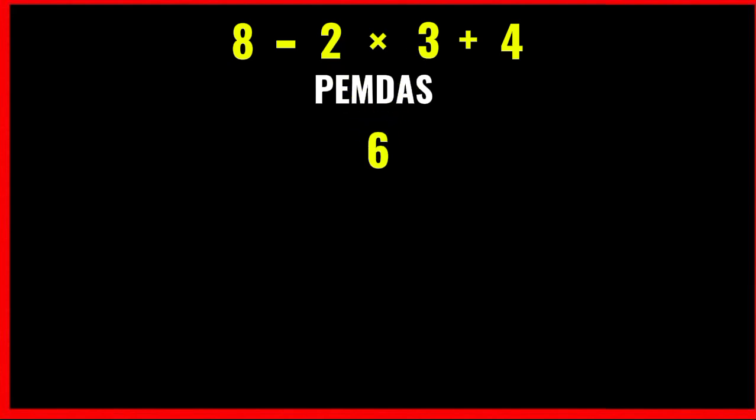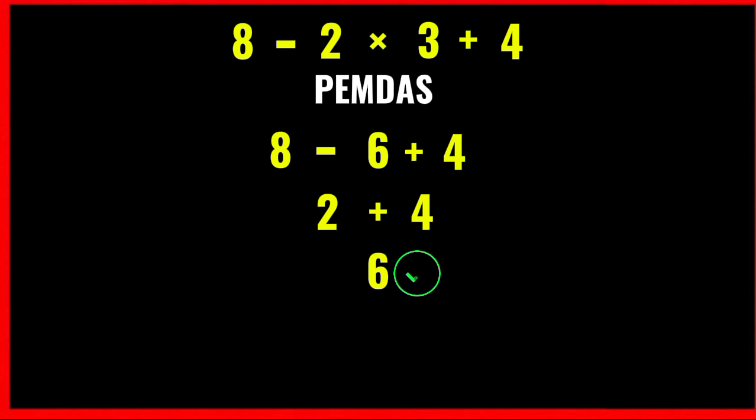Now the expression becomes 8 minus 6 plus 4. At this point, we only have subtraction and addition. Subtraction and addition have the same priority, so we solve them from left to right. Start with 8 minus 6. 8 minus 6 equals 2. Now we have 2 plus 4. 2 plus 4 equals 6. So the correct answer is 6.